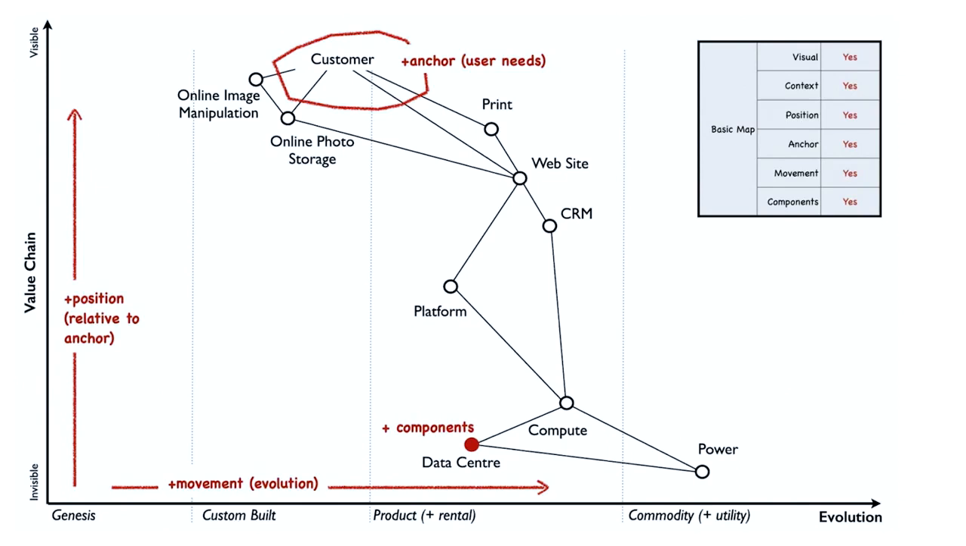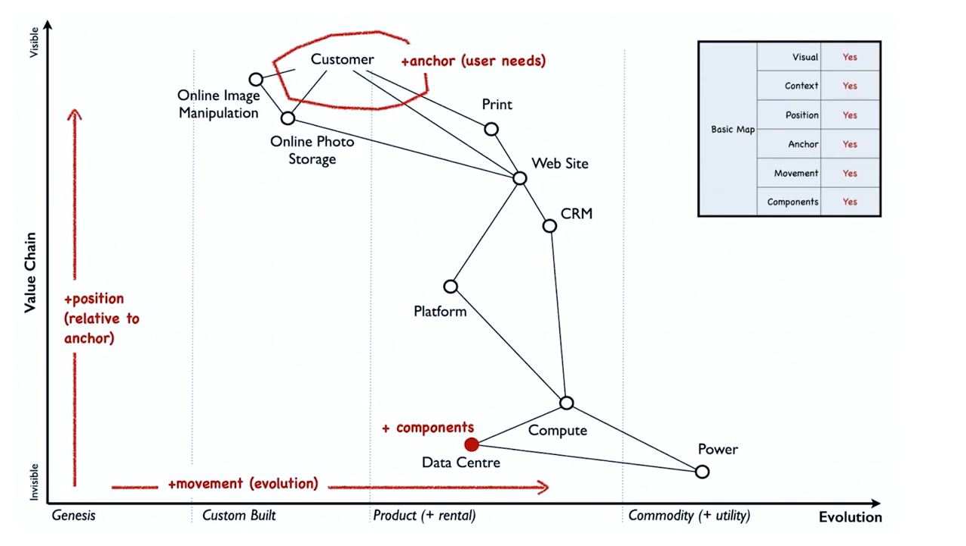The closer to the customer and the higher up on the vertical axis, the more visible the component is to the customer. Farther down on the vertical axis, the less visible the component is to the customer. For example, the customer cares about online photos, which requires storage, which requires a data center and power. And the data center and power are going to be hardly visible to the customer. The components of the map also have a stage of evolution, which is the horizontal axis.